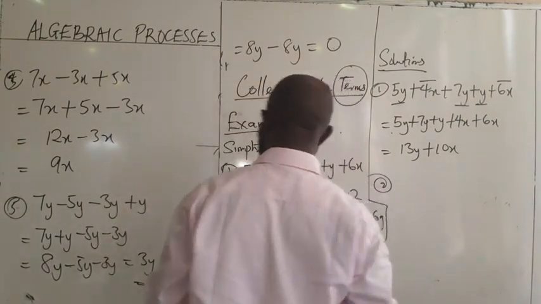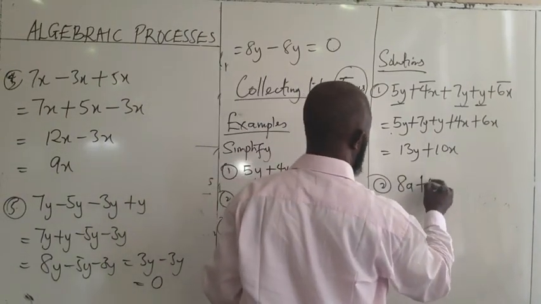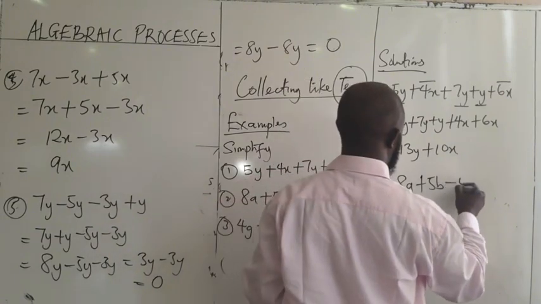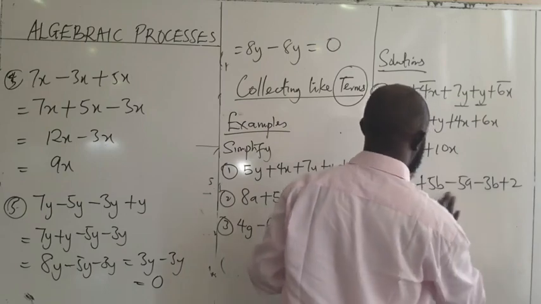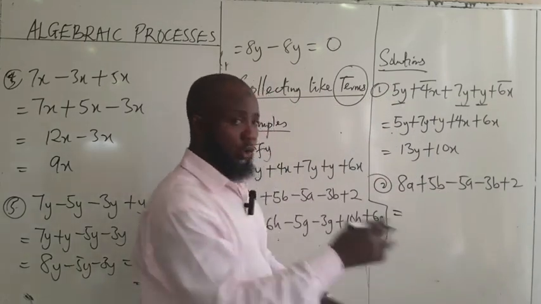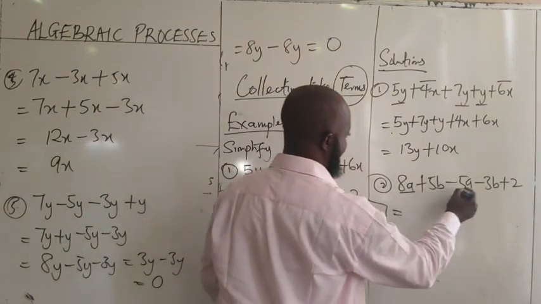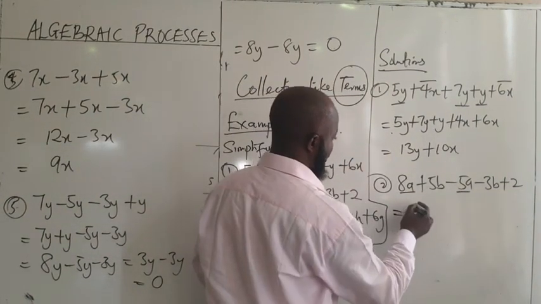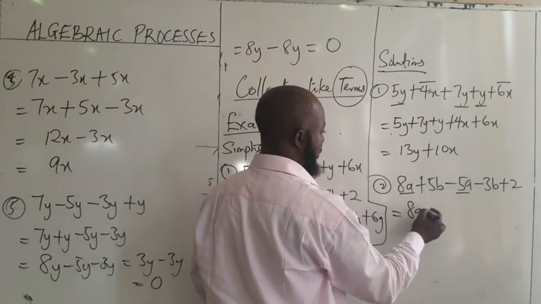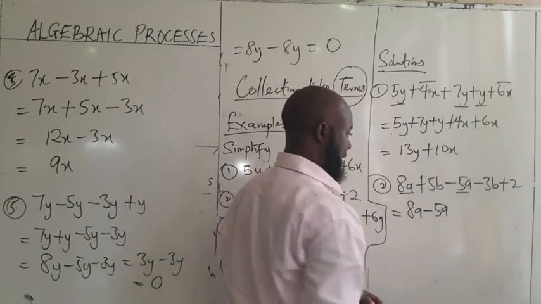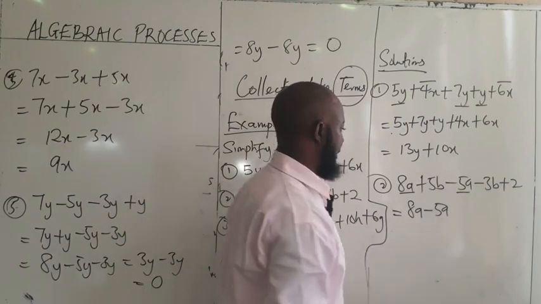Then number 2, so we have 8a plus 5b minus 5a minus 3b plus 2. So the same thing we have from here. We're going to collect the like terms. We bring them together. So this and this will come together. That's going to be 8a. You can see the 5a is having minus. If you go with it, minus 5a. Please take note of that. This minus belongs to 5a.